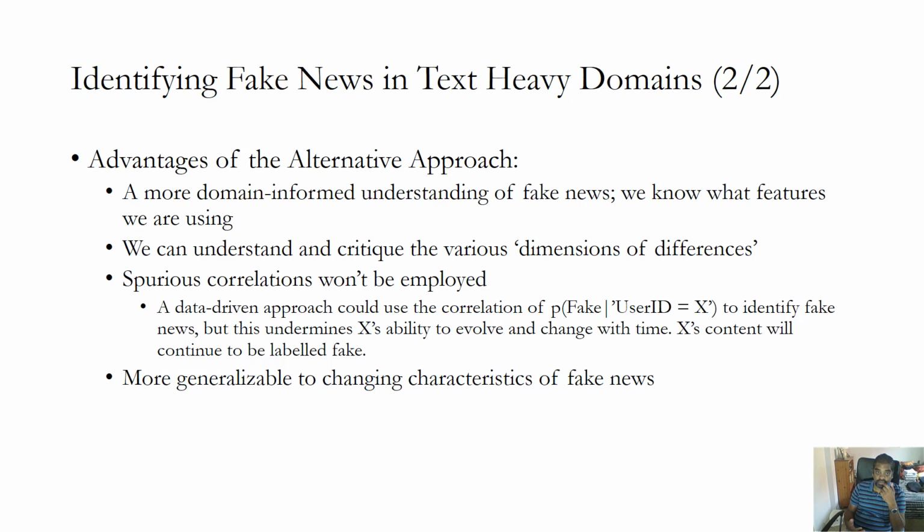And if the algorithm figures it out, it could even figure out correlations between the fakeness and a particular user ID, which is problematic from an ethical point of view, because it undermines that user ID's ability to evolve and change with time. People evolve and change with time, right? So excess content will continue to be labeled false if there is a high historical footprint of fake news coming from that ID, regardless of whether X has changed over time. So it is more generalizable to the changing characteristics of fake news.